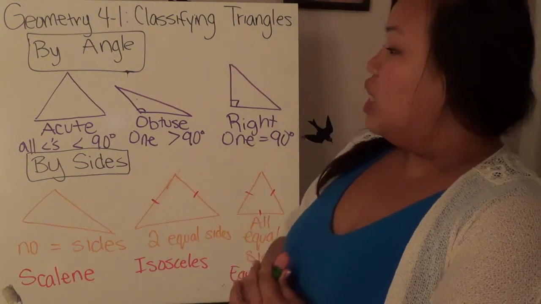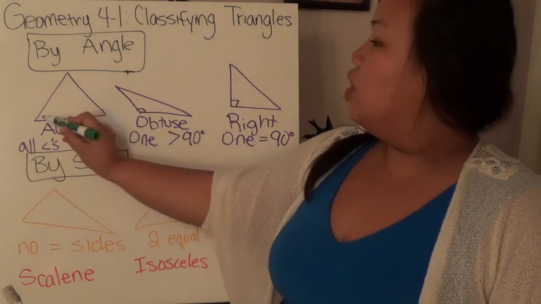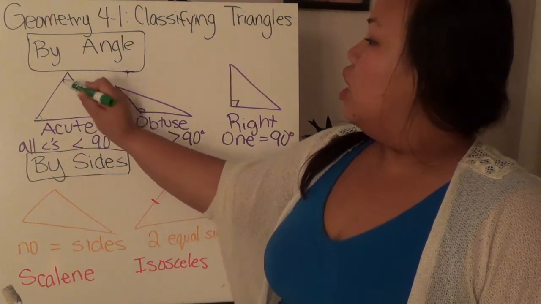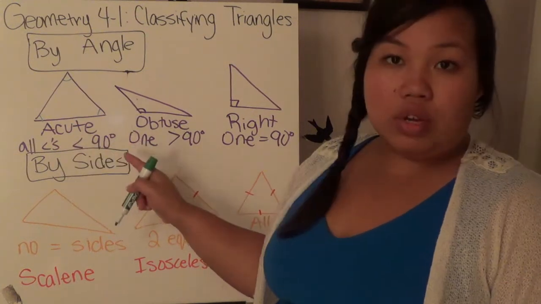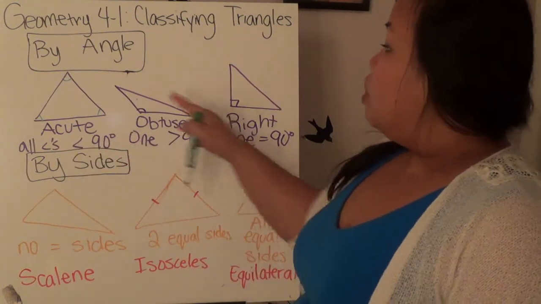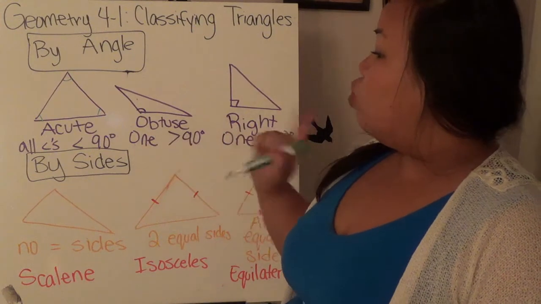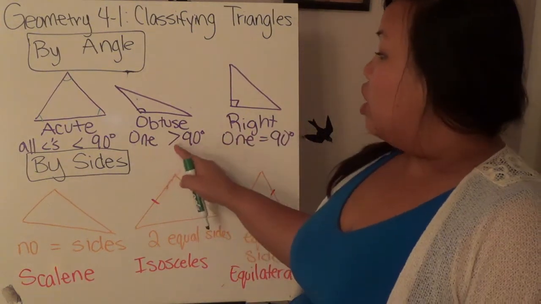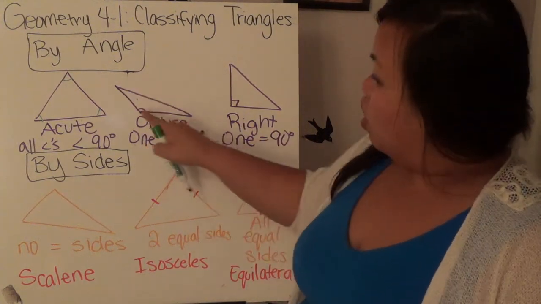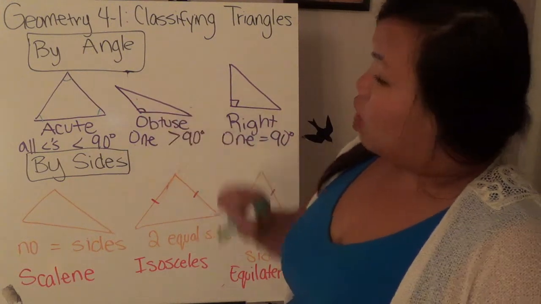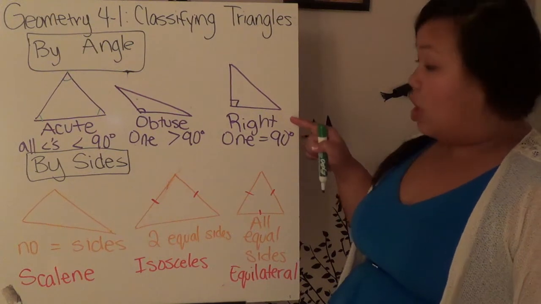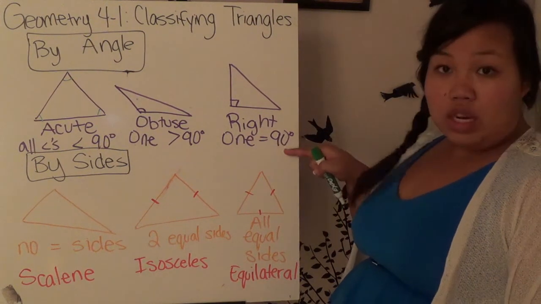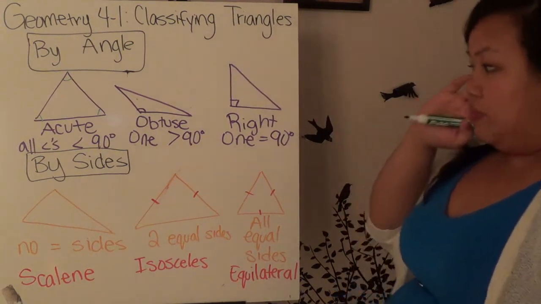So an acute triangle means that every single angle is less than 90 degrees. So all angles are less than 90 degrees. An obtuse triangle is when you have at least one angle that is larger than 90 degrees. So this one is larger than 90 degrees and we call that obtuse. Now, when you have an angle that's exactly 90 degrees, we call it right. So one angle equals 90 degrees, it's a right triangle.